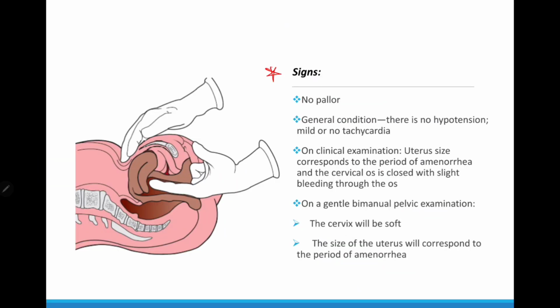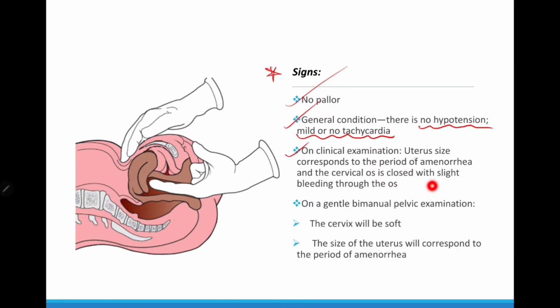Now moving on to the signs. The signs in a threatened abortion: there is no anemia and no pallor. If you look at the general condition, there is no hypotension, and mild or no tachycardia. So what are the signs? No pallor, no hypotension, no tachycardia.